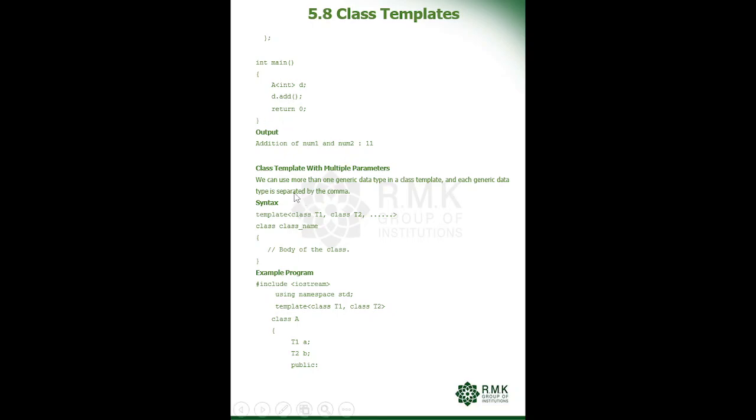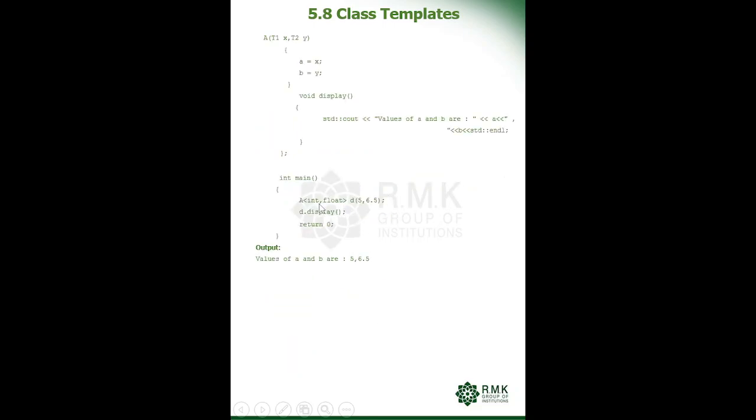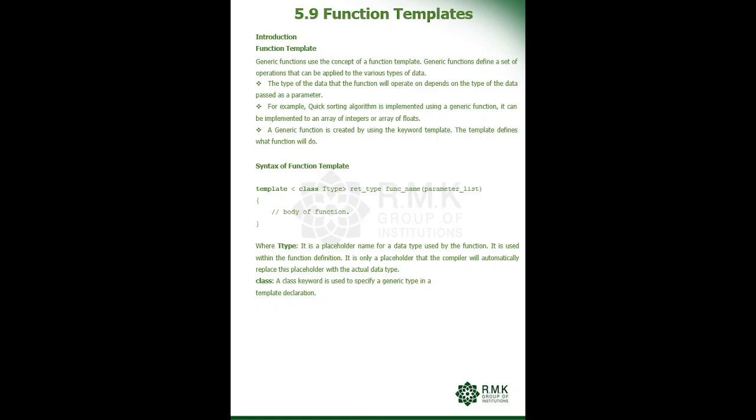Now, class templates with multiple parameters. We can use more than one generic data type in a class template, and each generic data type is separated by a comma. It is not necessary that I will always be adding an integer data type or float data type or long int. So the data type may vary. So I can have T1, T2. Now in the main function, I will have within angular brackets the description of these two, T1 and T2. Right. Now let us see function templates.